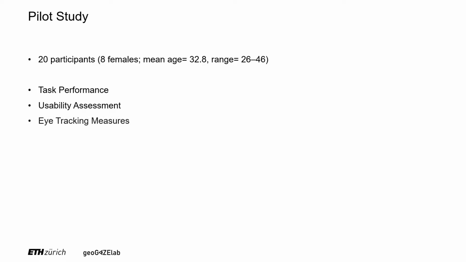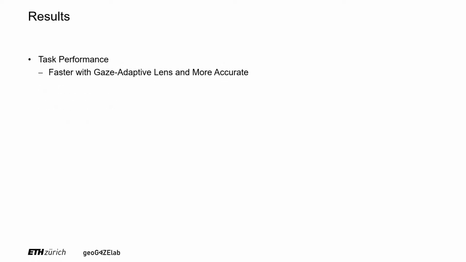For eye tracking, our dependent measures include the ratio between gazes on the interactive lens and the overview map, gaze distribution in the overview map and the interactive lens, as well as gaze dispersion from the center of mass for the interactive lens in pixels. Participants were faster to complete the task and found more locations with the gaze-adaptive lens. Additionally, they were more accurate than those with the mouse-only lens in the mapping task.